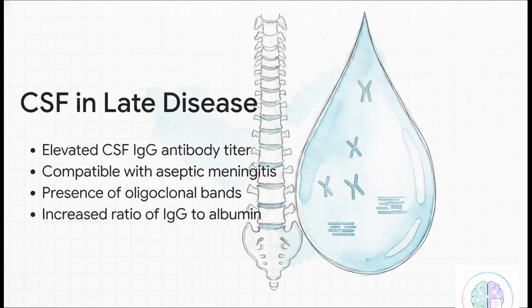Finally, if the nervous system is heavily involved, an analysis of the cerebral spinal fluid or CSF becomes totally necessary. In late-stage disease with neurologic involvement, the CSF is going to reveal some highly specific markers. You'll see an elevated CSF IgG antibody titer specifically to B-Burgdorferi. The overall fluid findings are usually going to be compatible with aseptic meningitis. Plus, you might find the presence of oligoclonal bands, which are essentially proteins that indicate central nervous system inflammation, and an increased ratio of IgG to albumin.